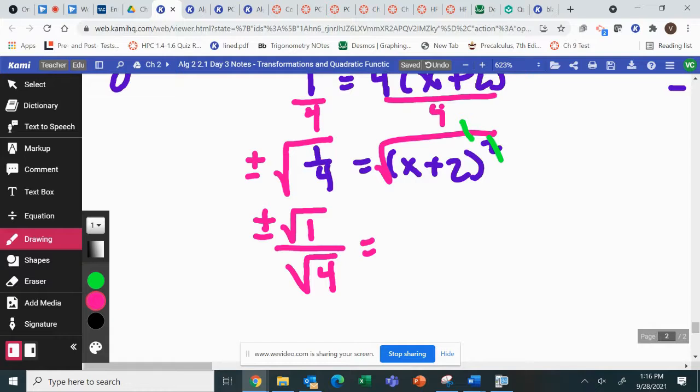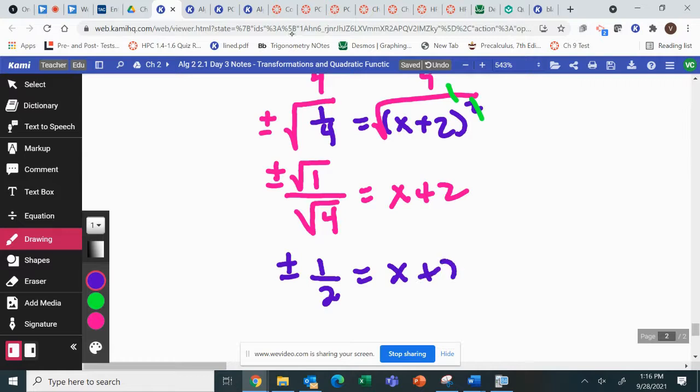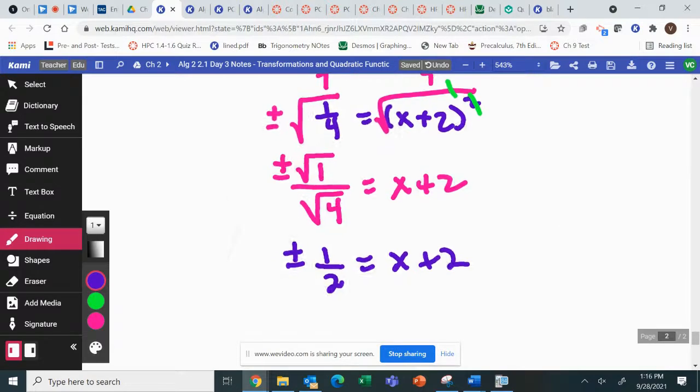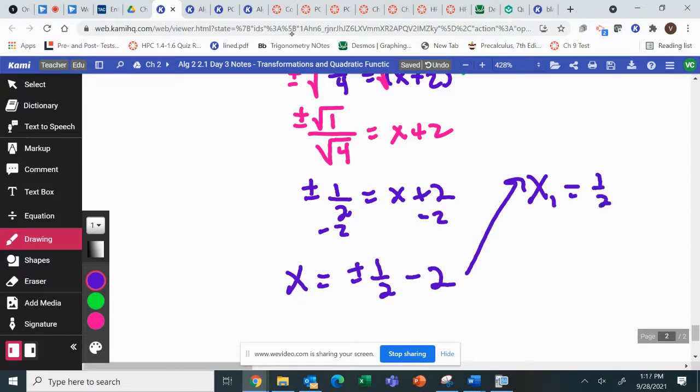What times what gives me 1? Okay, so the square root of 1 is 1. I don't know why I switched colors. I was in purple this whole time. So I get plus minus, I get a 1 on top. And then on the bottom, square root of 4 is 2. So then our very last step is subtract 2. So we get a plus minus a half and then subtract 2. We got 2 answers. x1 is half minus 2. x2 is negative half minus 2.